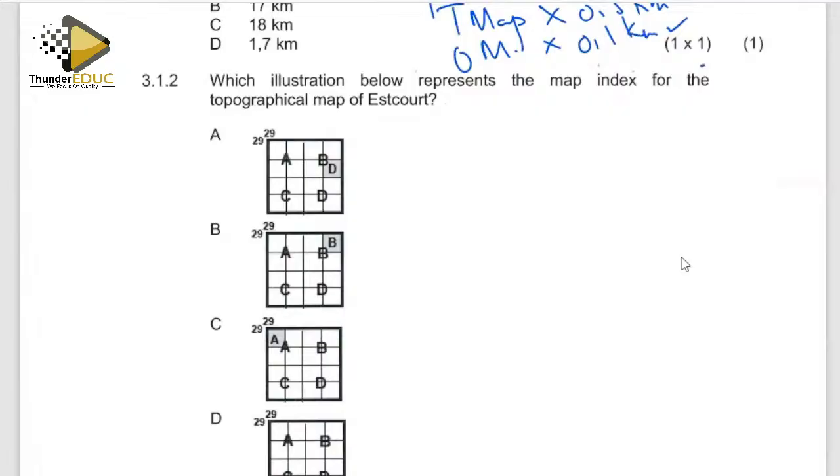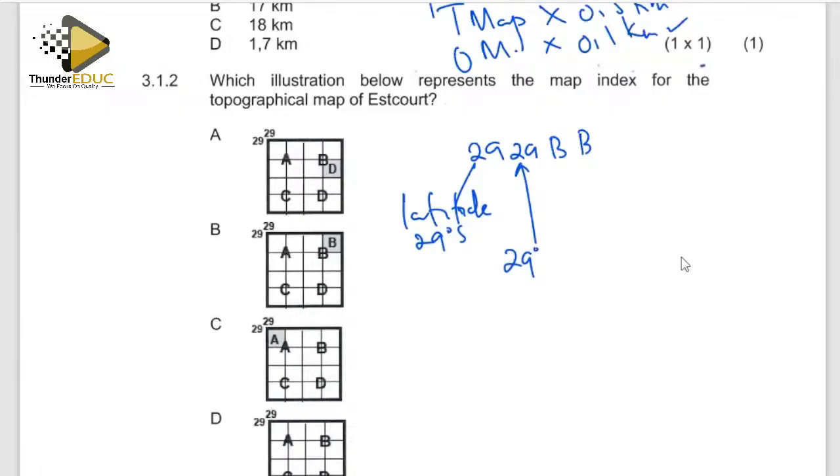Let's say for example, the map is 29 B. What does that mean? It means this is the latitude value in degrees. So it falls on the 29 degrees south latitude, then this means the 29 degrees longitude is 29 degrees to the east. Then this first B means a big block subdivision. Then the last letter means it's a smaller block subdivision.